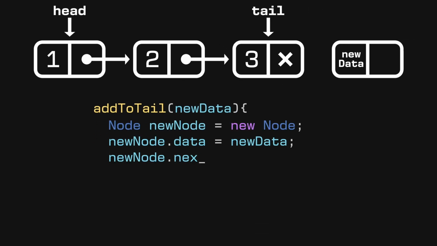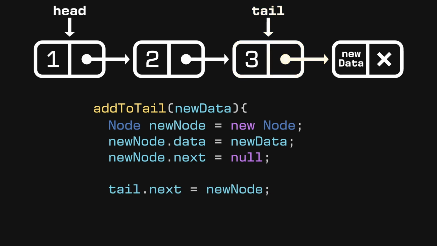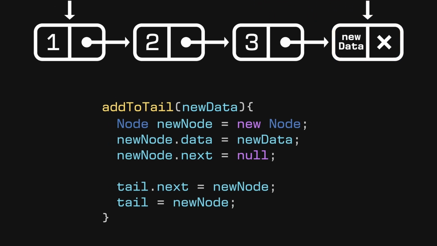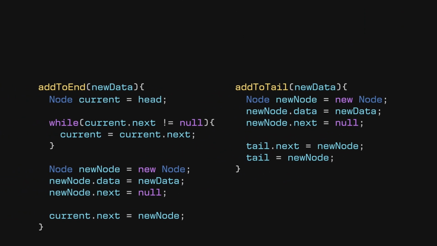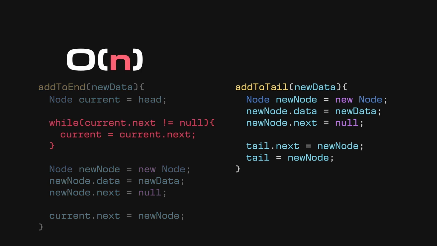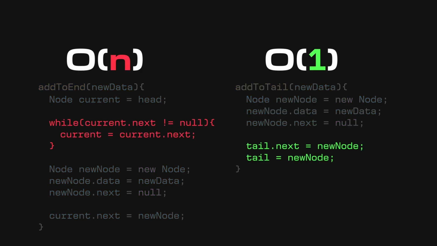We just need to make the new node, then access the tail node and update its next field to point to the new node. Don't forget to update the tail pointer since it should always point to the last node in the sequence. This change has improved the time complexity of adding elements to the end of the list from O(n) linear time to O(1) constant time.